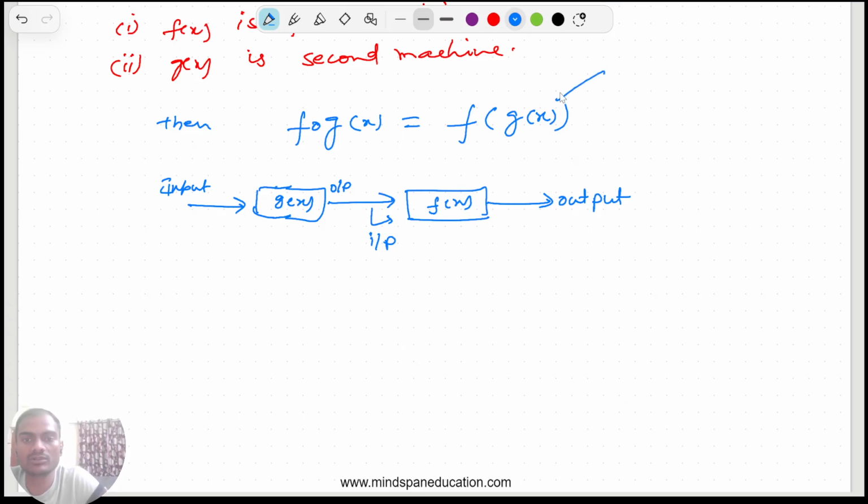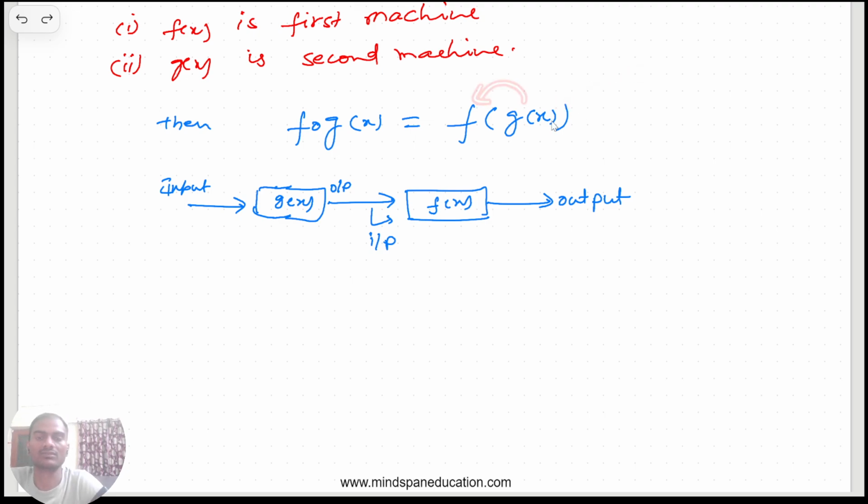Whenever we give input, we give it to the inner function. Whatever the inner function is, we give input to that function, and the output of that function becomes the input of the outer function. It can be multiple compositions, not necessarily only two. It can be f of g of h of k, like that.